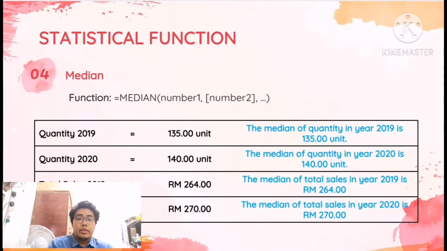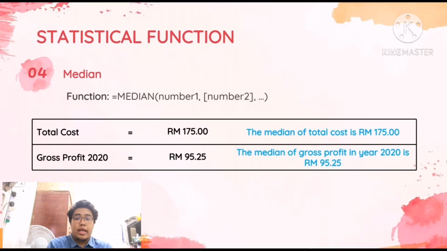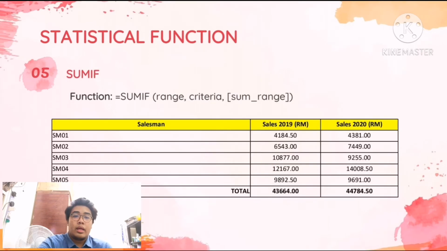Median function. The formula of the median function is equal median number 1, number 2. The result taken from the Among Us Neighborhood is the median of total sales in year 2020, which is RM270, and the median gross profit in year 2020 is RM95.35. The function is used to get the middle number of the group.